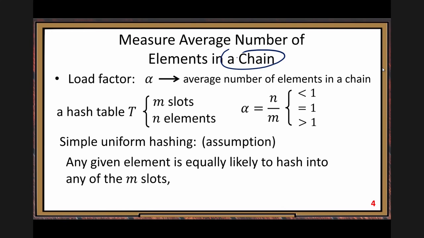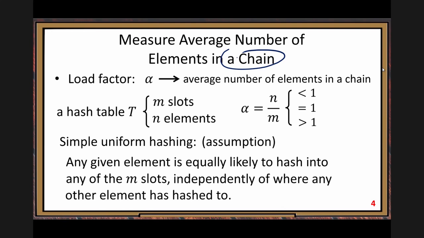Independently of where any other element has hashed. So independent, not correlated. If some of the elements are correlated, then the performance would be worse.